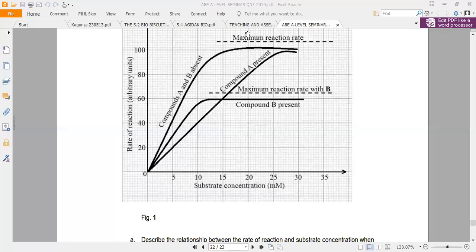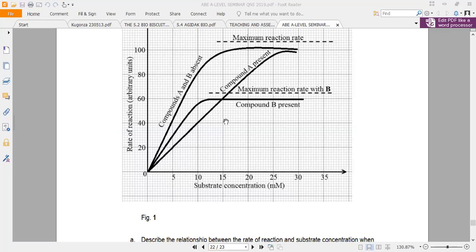Okay, so for me, I would describe the relationship as the substrate concentration increases from zero to 25. Let me say to 25. The rate of reaction in compound A increases rapidly. Why are you saying rapid? Is it rapid when you compare it with the others? Compared to, so it's gradual. So you repeat the statement? From zero to around 25, so okay, as the substrate concentration increases from zero to around 25 mm.